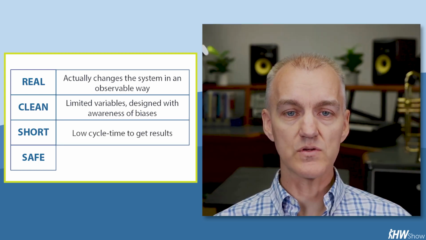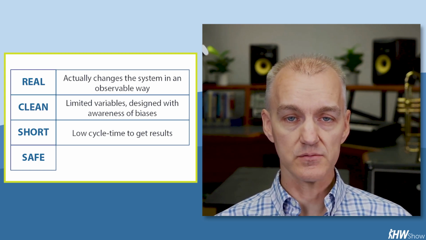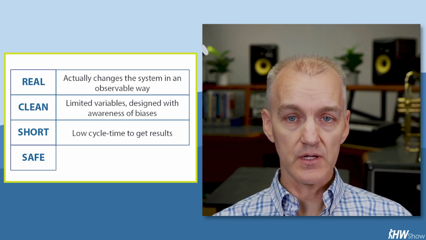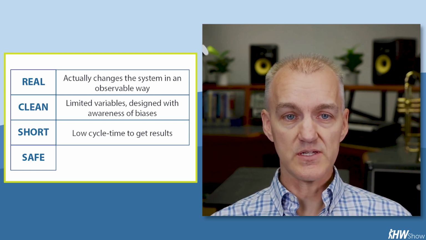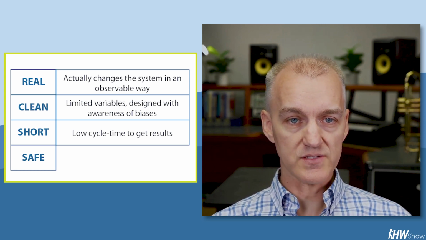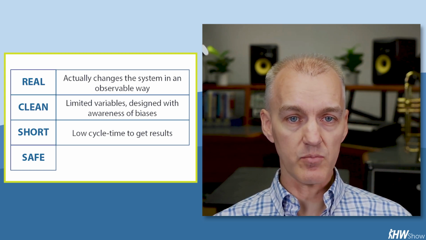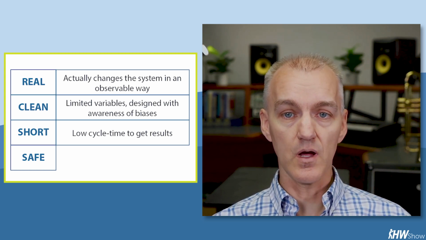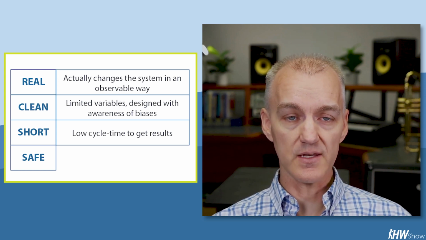Short is about getting results quickly. Days rather than weeks, weeks rather than months. Now, of course, this is relative. Some test types are faster than others. Some hypotheses can be tested more quickly than others. Either way, we're trying to get some data as fast as possible. A short test that gives us some early evidence about our hypothesis is usually better than a long-running one that may be more convincing, but takes a long time to get the data.